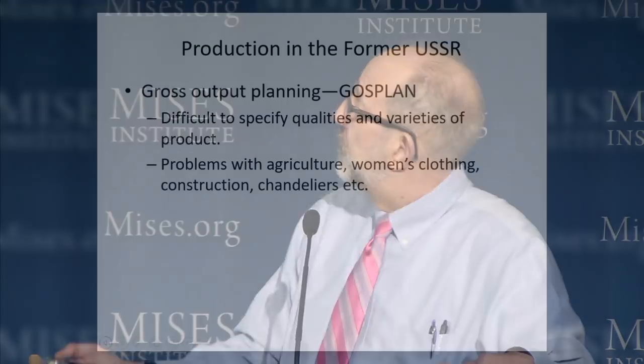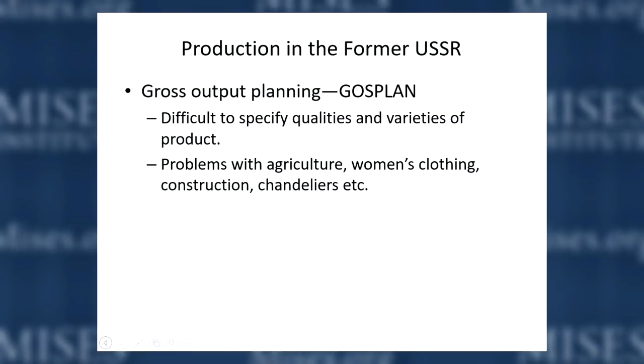Okay, how did they do it in the former Soviet Union? There was the central planning agency called Gosplan. They used gross output planning. I'll just give you some examples of how this went awry. What Gosplan did was to set targets for each particular industry, and then the manager in charge of the whole industry, the director of the industry himself, would then allocate targets to each of the different firms or factories that constituted that industry.